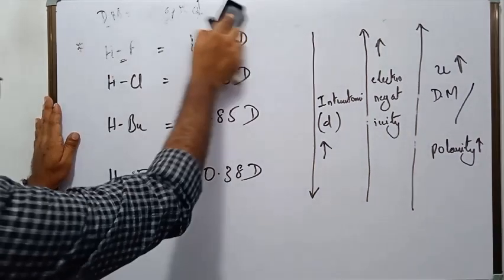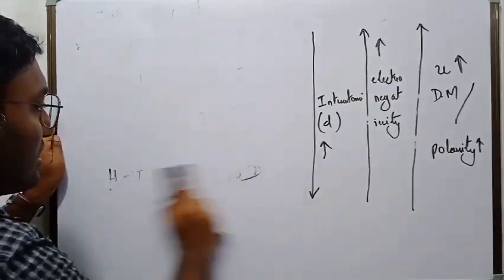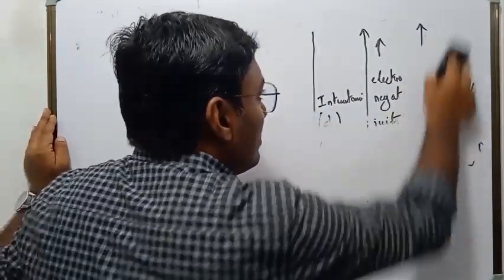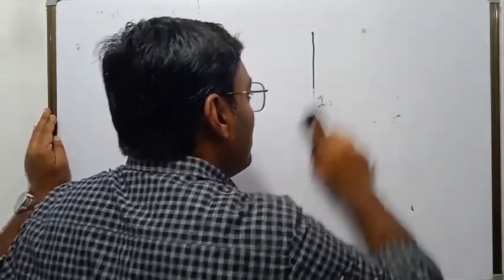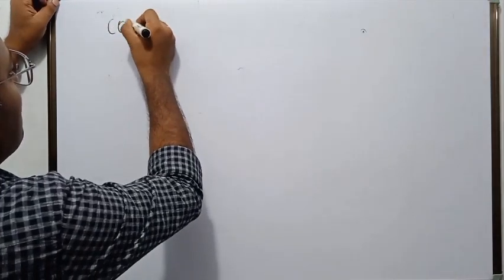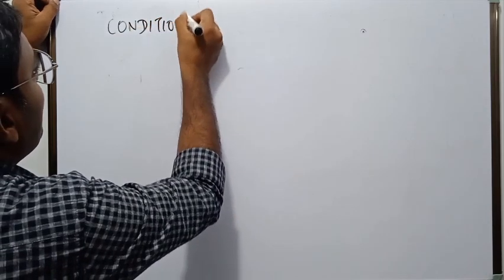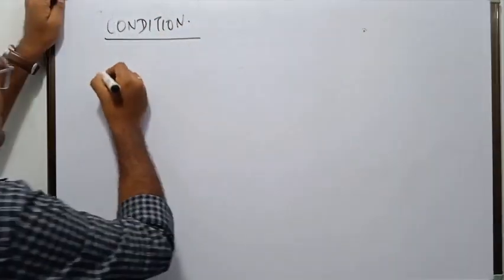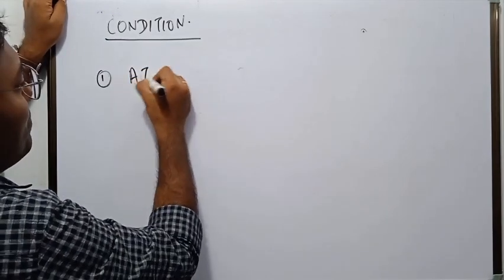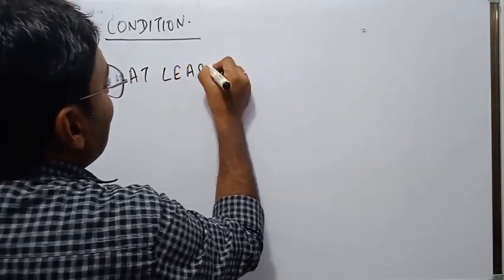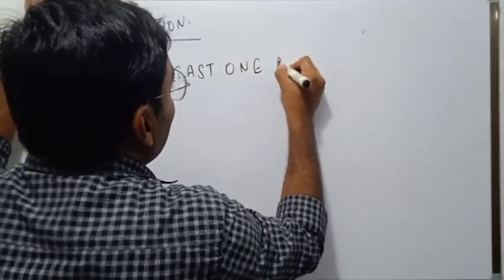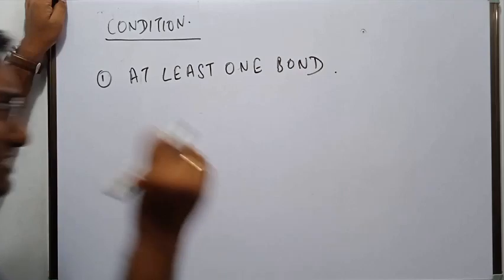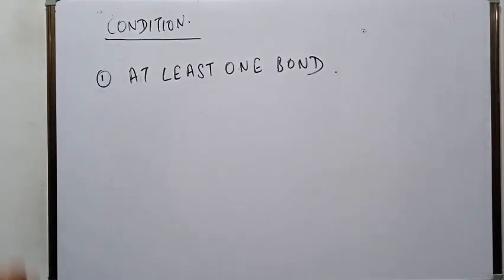Dear students, now let us see conditions for polarity. Our first condition, of course, you can judge by yourself. At least one bond should be polar. Of course, there can be 2 or 3 bonds polar. We don't have a problem with that. But at least you should have one bond that is polar.